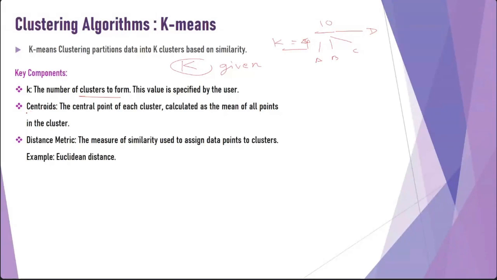Then again there is a centroid. What does centroid mean? These different clusters have a central point, and these central points are called centroids. In the k-mean algorithm, the central point is calculated as the mean of all the points. The mean value of all the data points in A is the centroid of A.